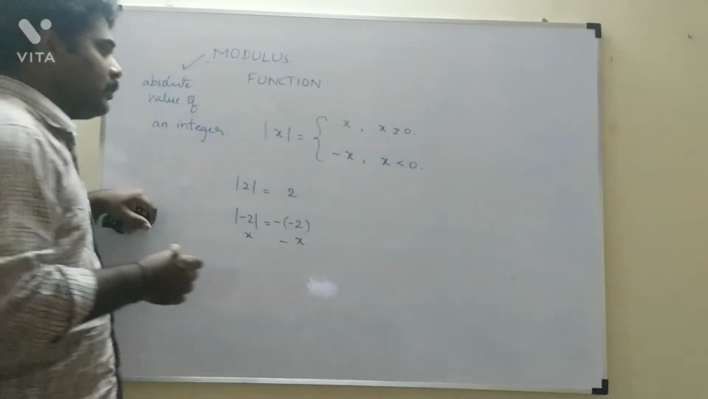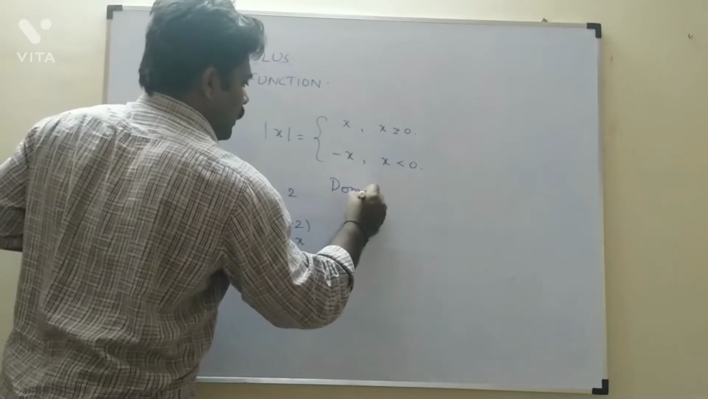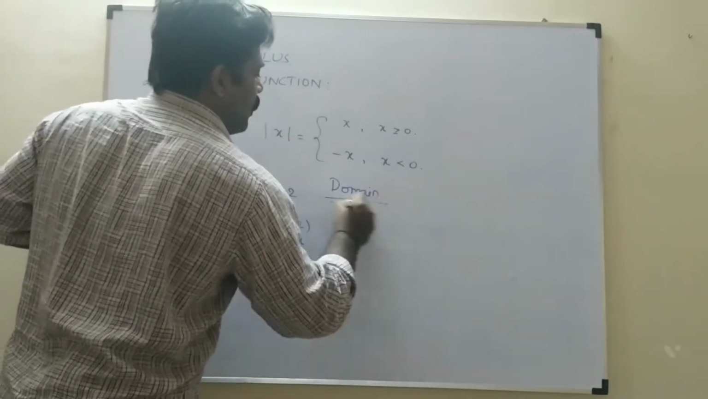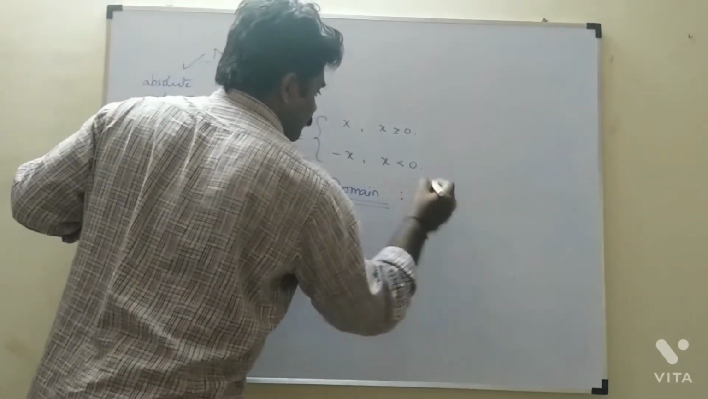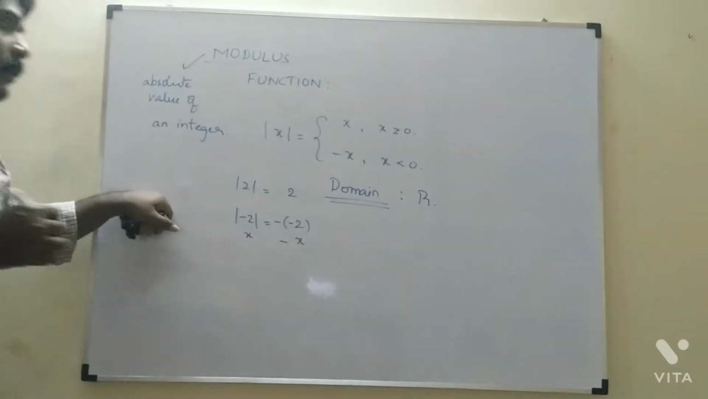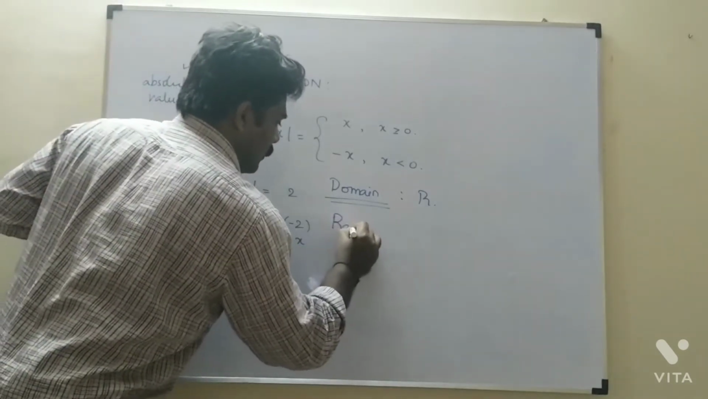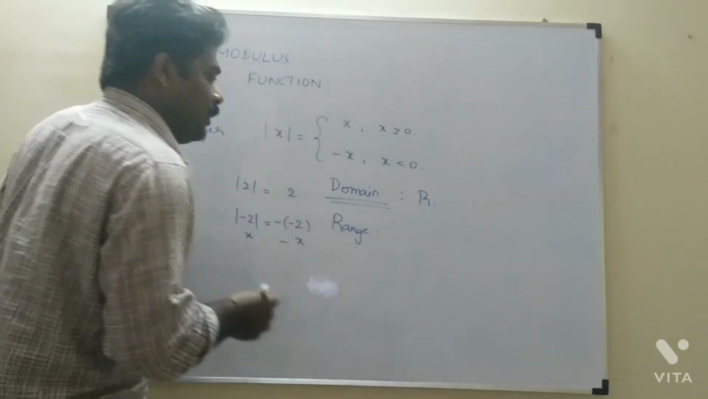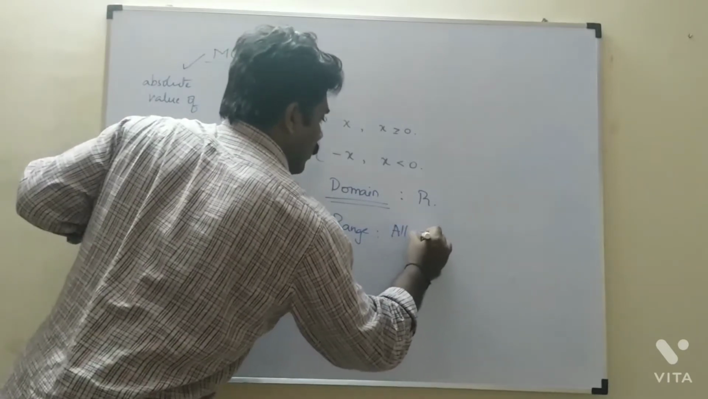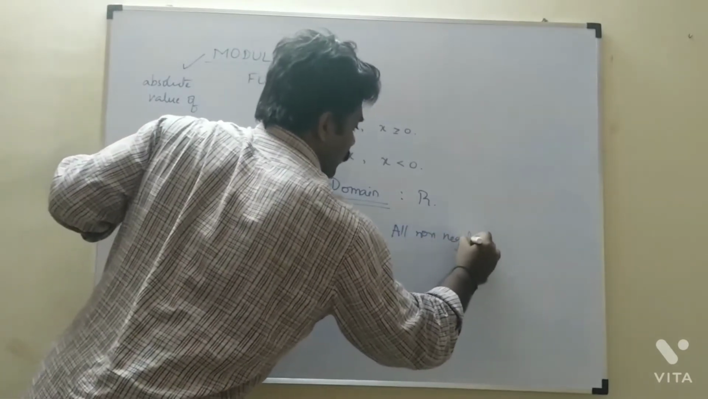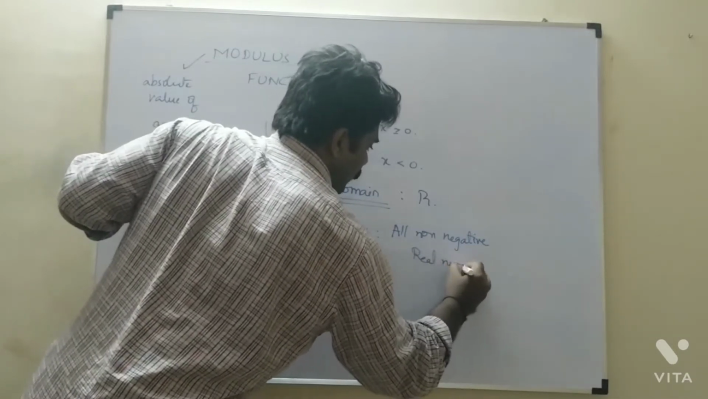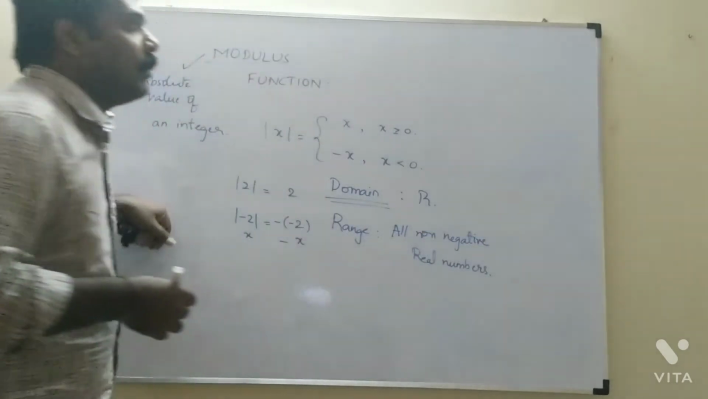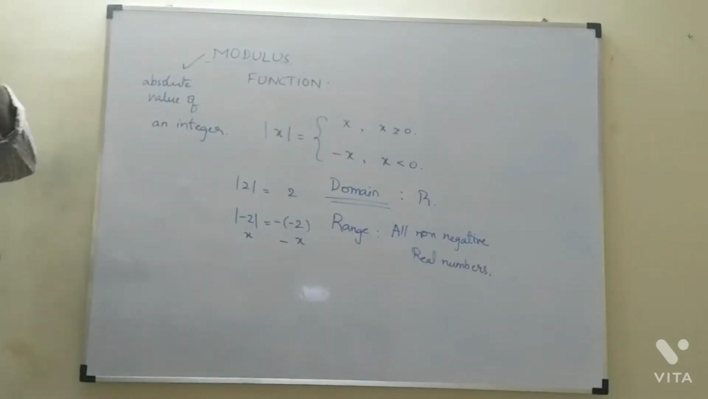Right? Now coming to the domain of this function. What is the domain of a modulus function? The domain can be any real number. Right? But when it comes to range, the range would be all non-negative real numbers, the real values. Right? So how do you represent the graph of a modulus function?